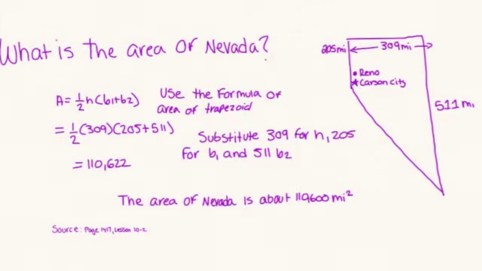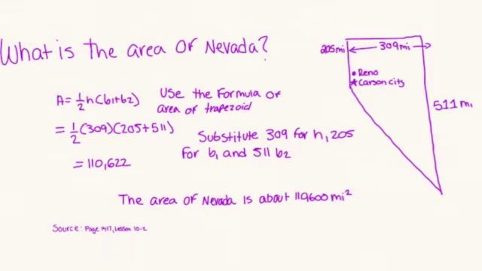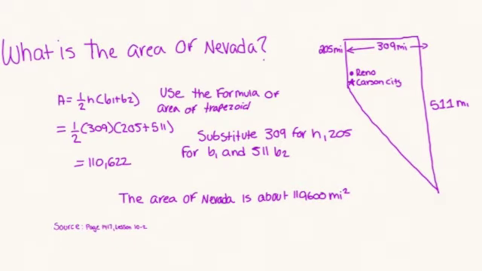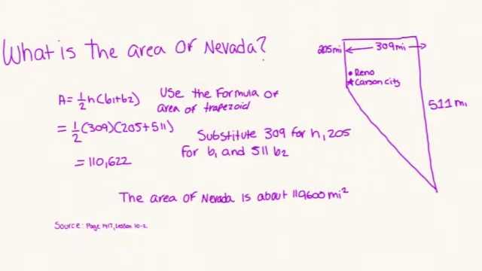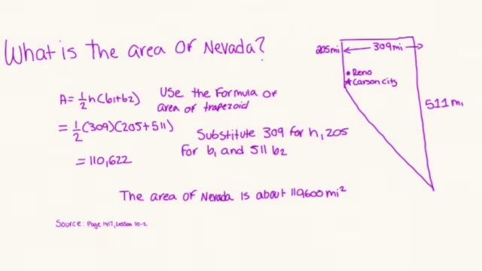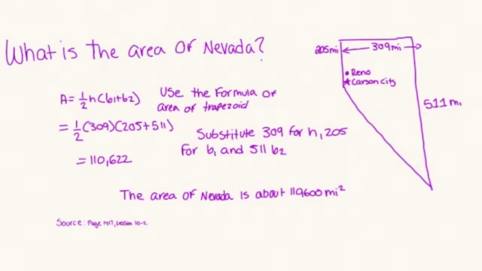Now we will be showing you how to find the area of a trapezoid. What is the approximate area of Nevada? Use the formula for area of a trapezoid, A equals 1/2 height, base 1 plus base 2. Substitute 309 for height, 205 for base 1, and 511 for base 2. The area of Nevada is about 110,600 miles squared.